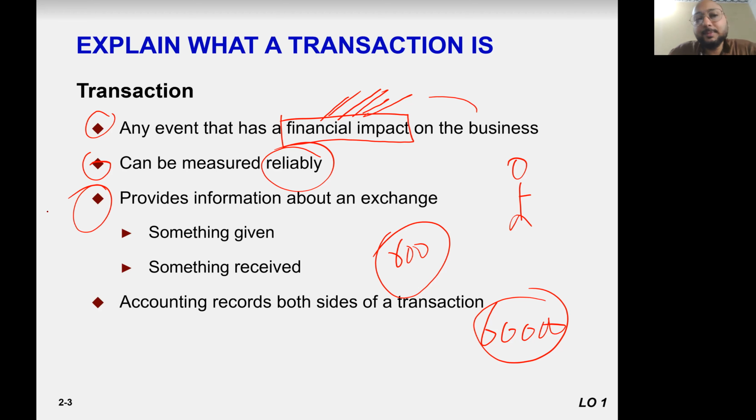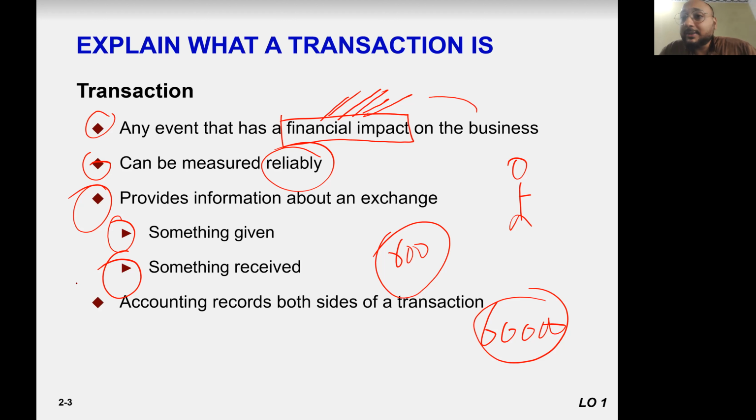Plus, a transaction must have at least two sides. One is something given and something received. So there is a receive side and there is a given side. It's not like both sides are given, or all the sides are received. That is the beauty of our transaction.